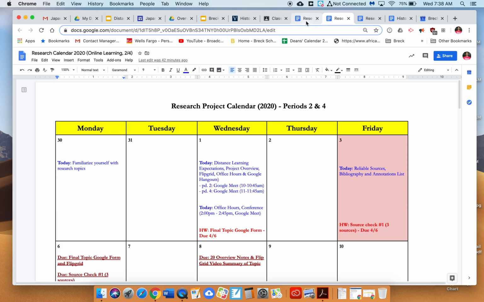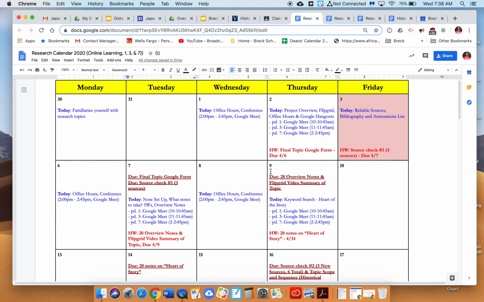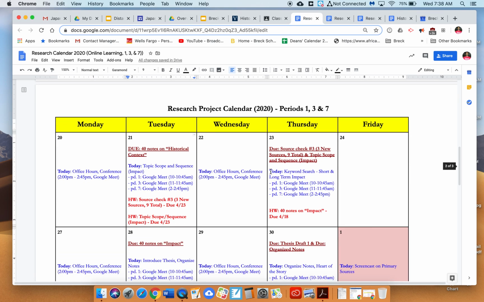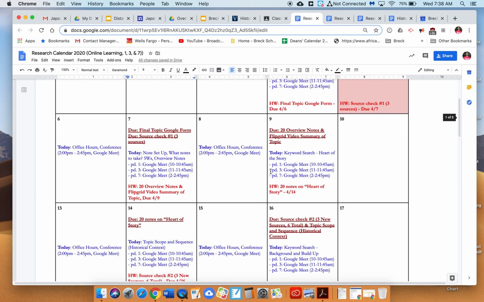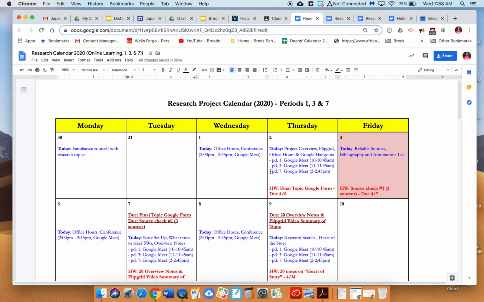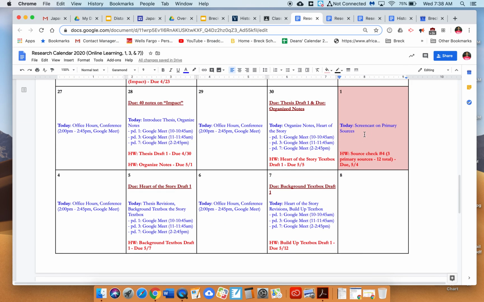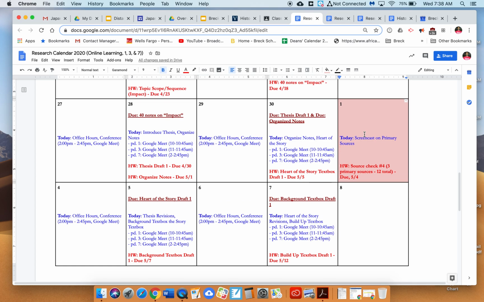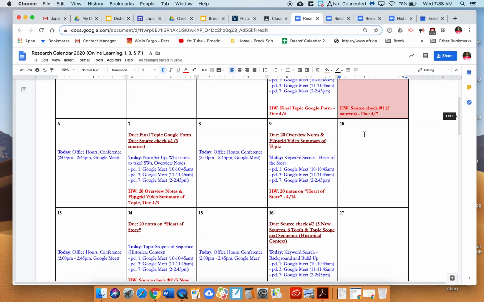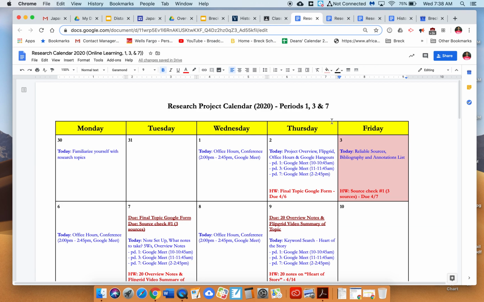Period 3, 1, and 7, you have a similar calendar. Most of your teaching is on the Tuesday and Thursday, but you also have this Friday, April 3rd, as well as the 1st. You will have an assignment that you need to do, but otherwise it's broken down exactly the same way. So you can look ahead at what you're doing.